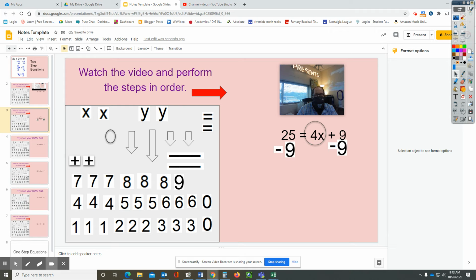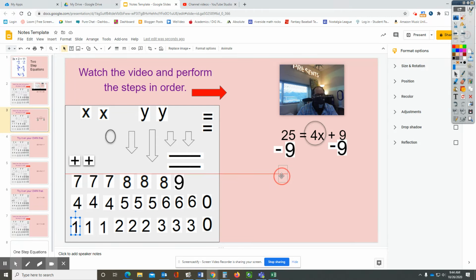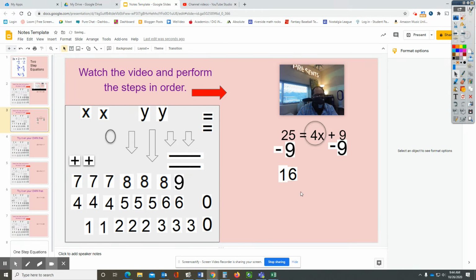Again, on the right-hand side, 9 minus 9 is 0. So they're done. They cancel out. But on the left-hand side, 25 minus 9 would still give me an answer. So because I can solve it, I will solve it. And so 25 minus 9, again, will give me 16, just like the last problem.